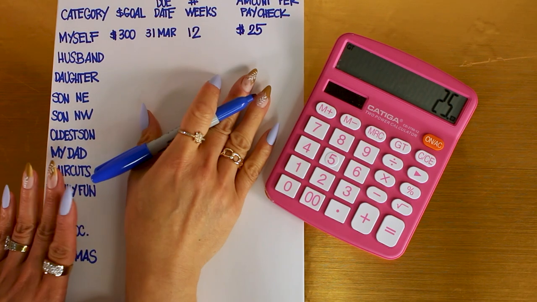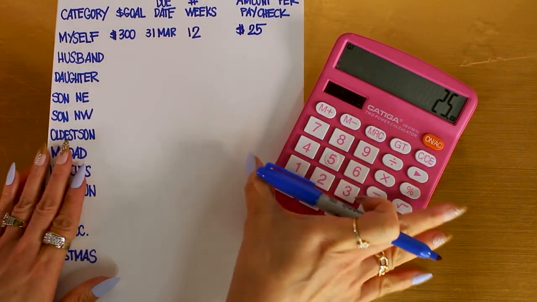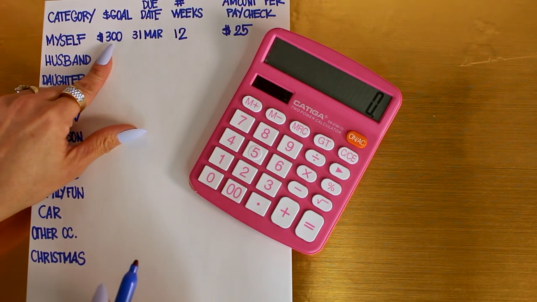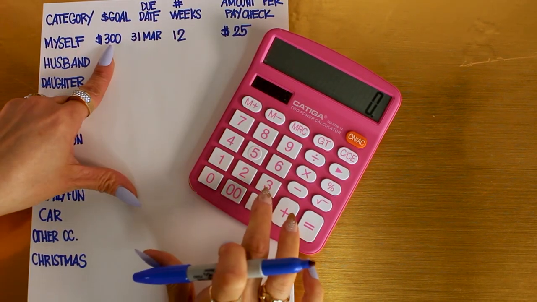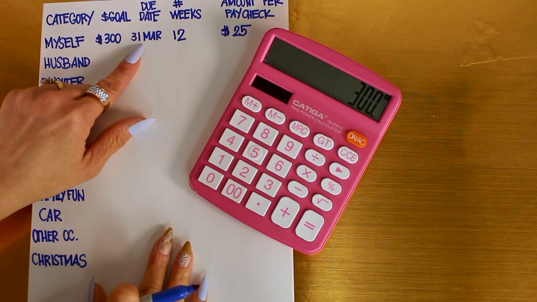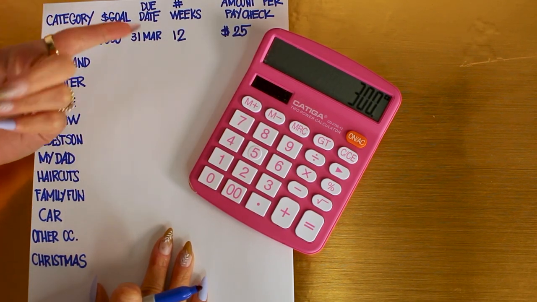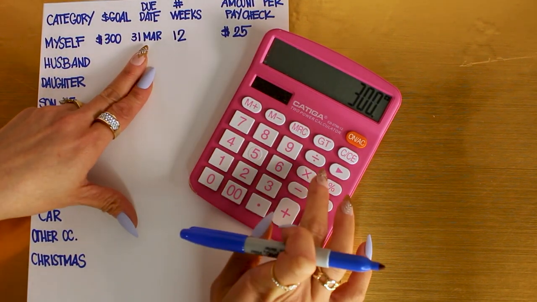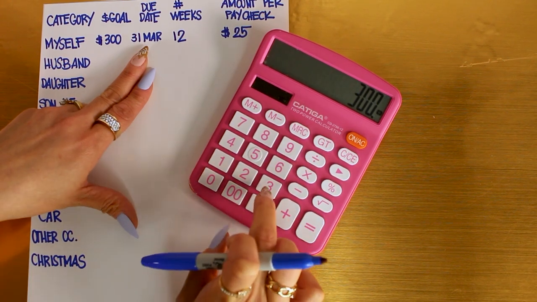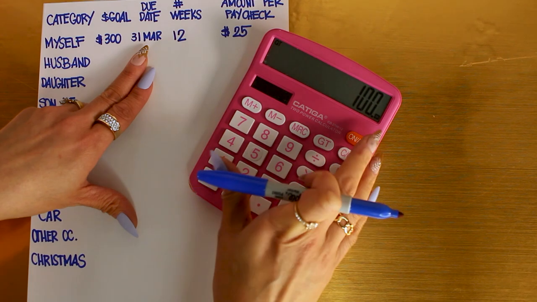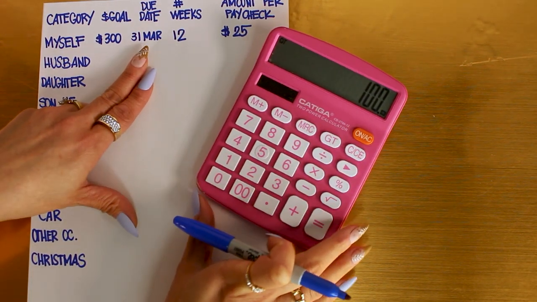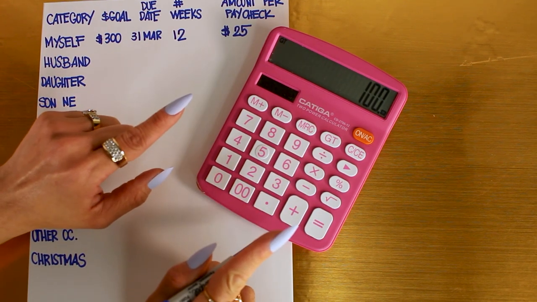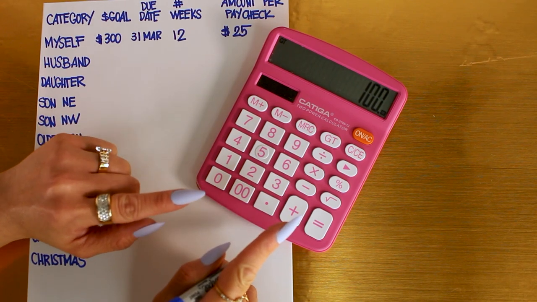So let's say if you get paid once a month, we can calculate this by month as well. Let's say you need $300 and today's January, so January, February, March, right? So you need this in 3 months. So you can divide this in 3 months. So that's $100, you guys. So you need $100 to put away once a month, or if you get paid once a month, per paycheck.